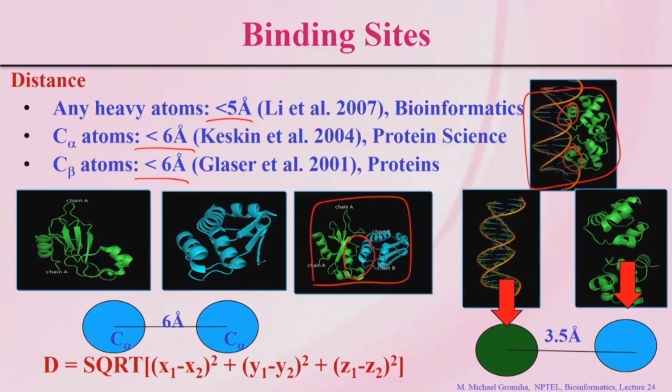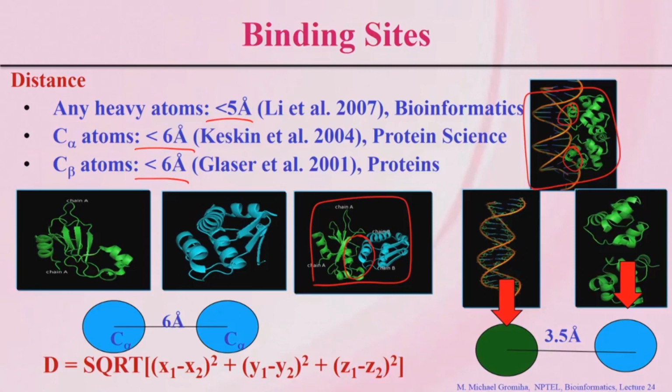So, you have the equation to calculate the distance: the square root of (x1 minus x2) whole square, plus (y1 minus y2) whole square, plus (z1 minus z2) whole square. Then you keep a distance cutoff, say 5 angstrom for any heavy atoms or 6 angstrom for any C alpha atoms. If the distance is less than the cutoff, then we say the two residues are in contact, and these two residues may form the interface residues, because they share the common interface, one residue from protein 1 and another from protein 2, because they are very close in space.